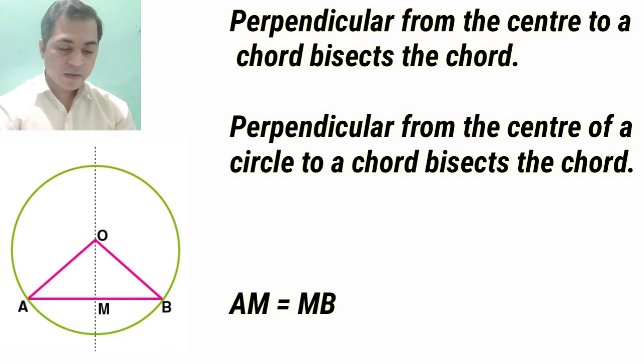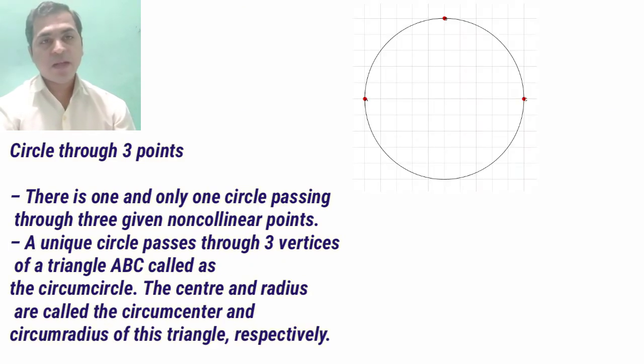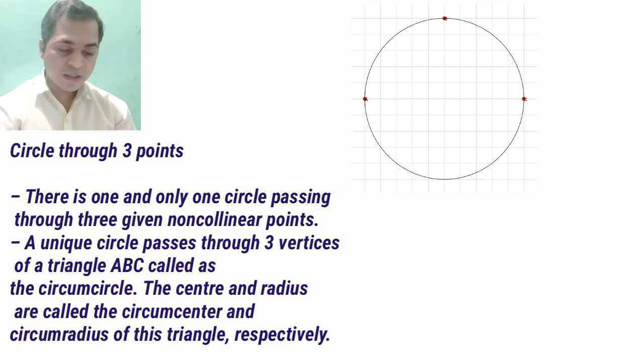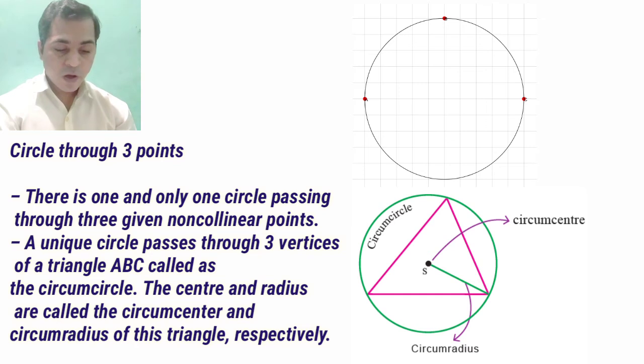Now the next, circle through three points. We know that a circle can pass through three non-collinear points. So there is one and only one circle passing through given non-collinear points. The unique circle that passes through the three vertices of a triangle ABC is called the circumcircle. The center and the radius are called the circumcenter and the circumradius of this triangle respectively. Right students?